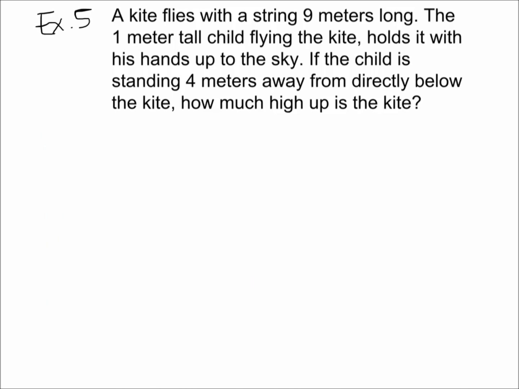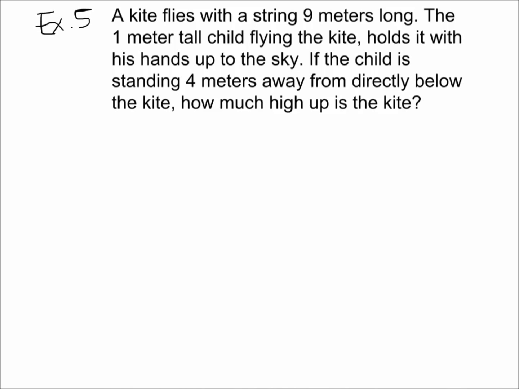Here's your last example. I'm going to read it to you, and I'd like you to copy it down. Go ahead and pause the video before I start going over the problem so that you have time to copy down the question. Here's what it says. A kite flies with a string 9 meters long. The 1 meter tall child flying the kite holds it with his hands up to the sky. If the child is standing 4 meters away from directly below the kite, how high is the kite? So go ahead and pause the video and please copy that down into your notes.